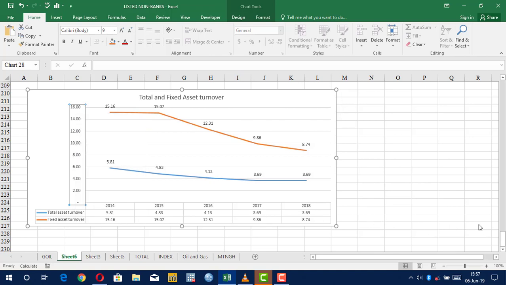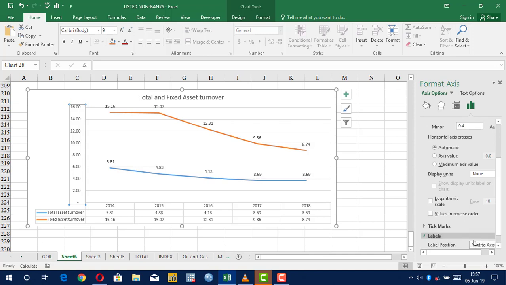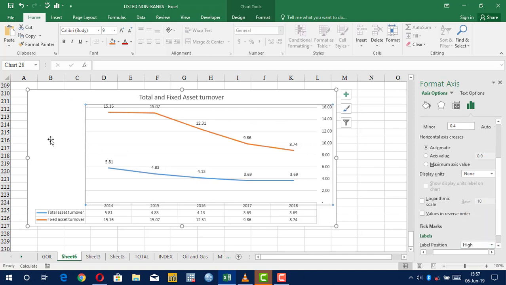Let's change the formatting here and then make it too high. Good.